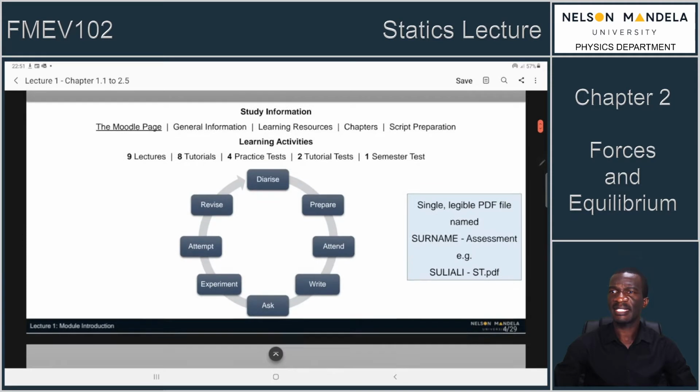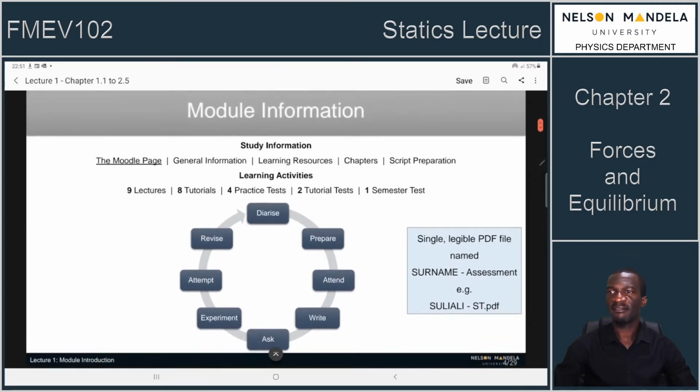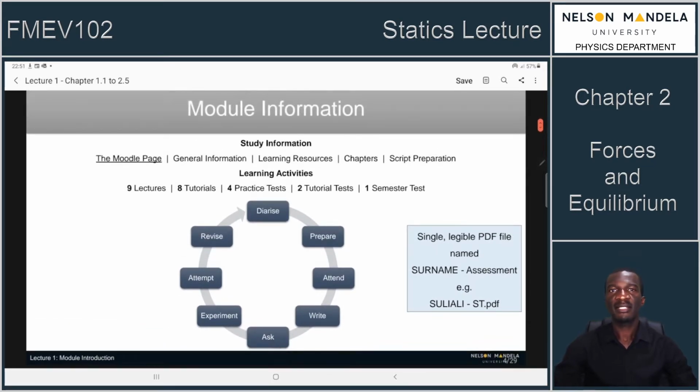This page basically summarizes what we are going to cover this semester. The statics module covers 9 lectures, 8 tutorials, 4 practice tests, 2 tutorial tests, and 1 semester test. The 4 practice tests do not contribute to your marks. These are practice just to give you an idea of the stuff that you'll be asked. They also are to test your speed, so you are given, let's say, 5 attempts to run the whole set of questions.